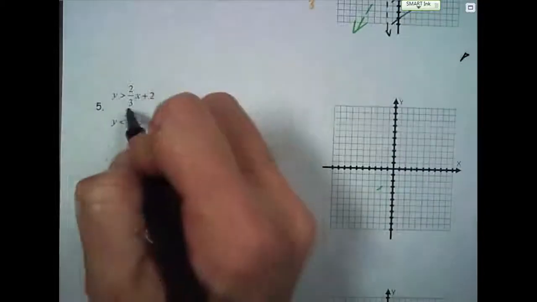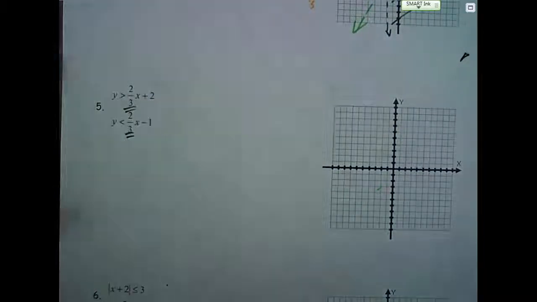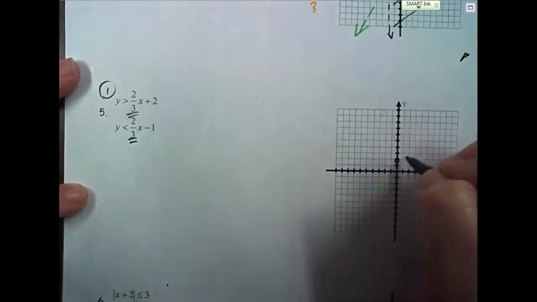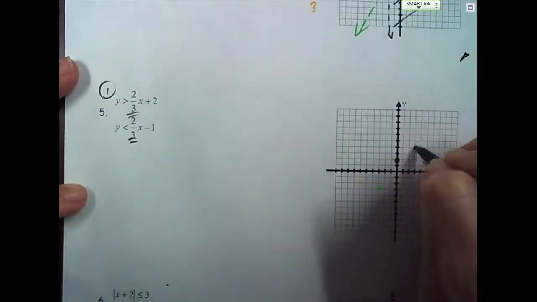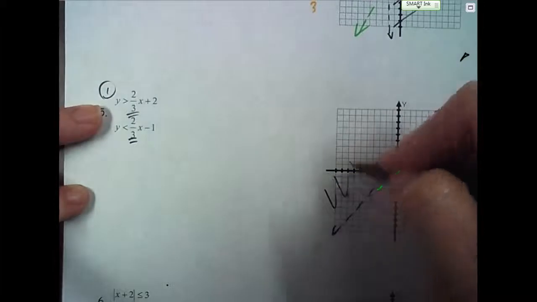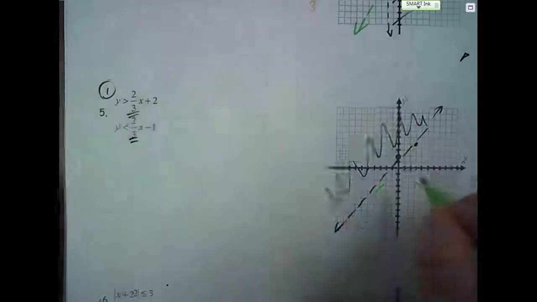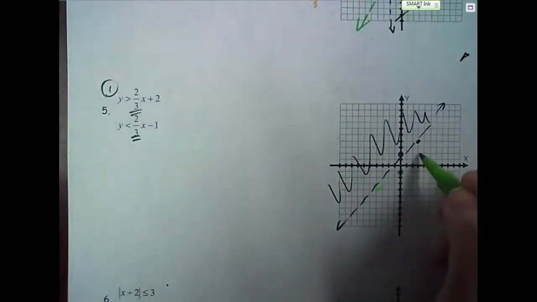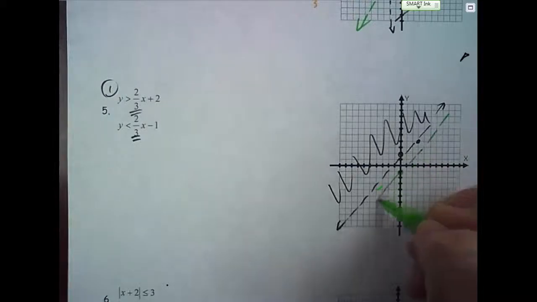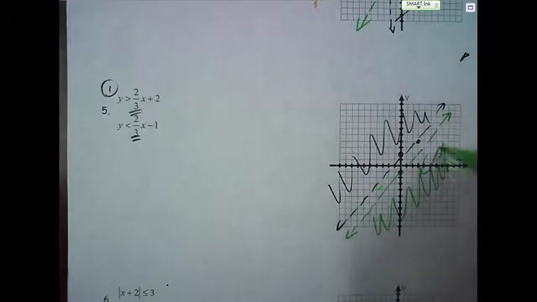What do you notice, just without even graphing? What's going on here, guys? They have the same what? Same slope. And at the first line, you should shade greater than. And the second line, we should shade which way? Same shade. Less than. So what's the problem here? No solution. There's no spot.